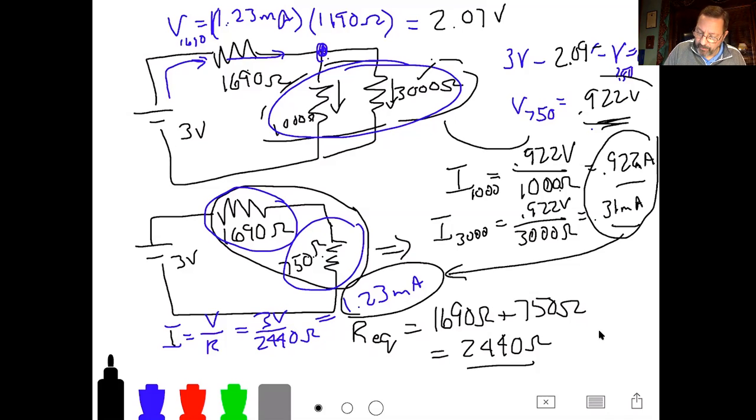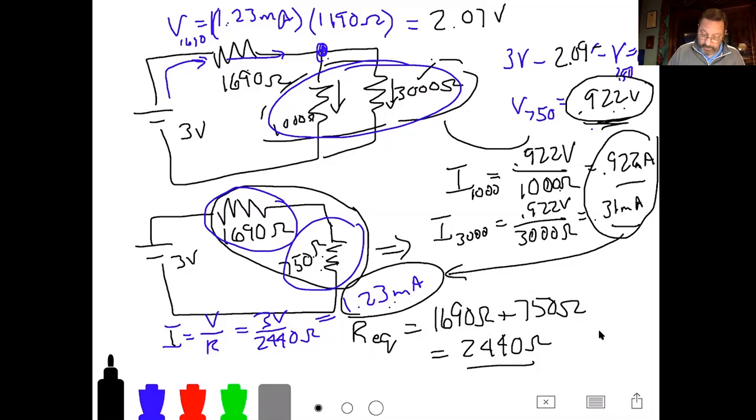When I figured this out right here, I think I could have also gone with the 1.23 milliamp times 750. And I think I should still have gotten that same number right there, the 0.92, right? You could have done it that way, as opposed to taking 3 volts minus 2.09 volts using Kirchhoff's law. I could have gone directly with that current and that resistance and found the voltage that way. It would have been the same number.